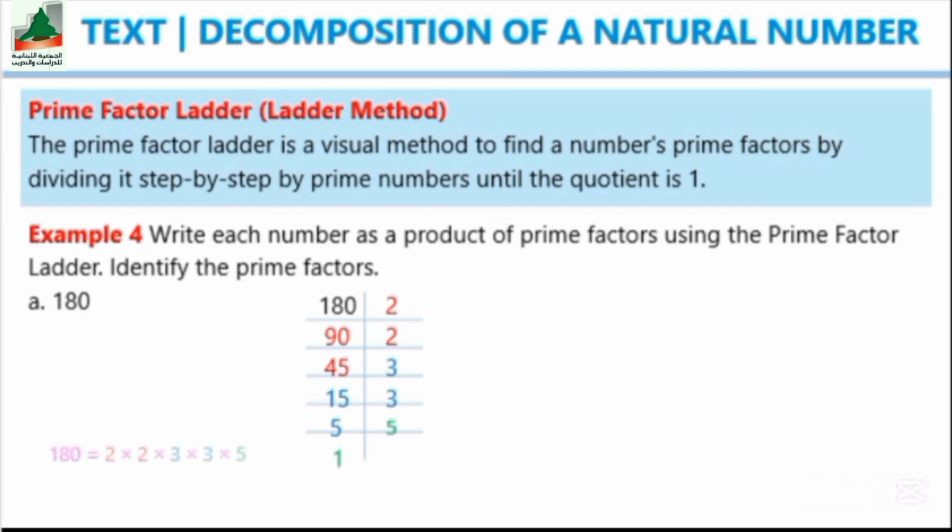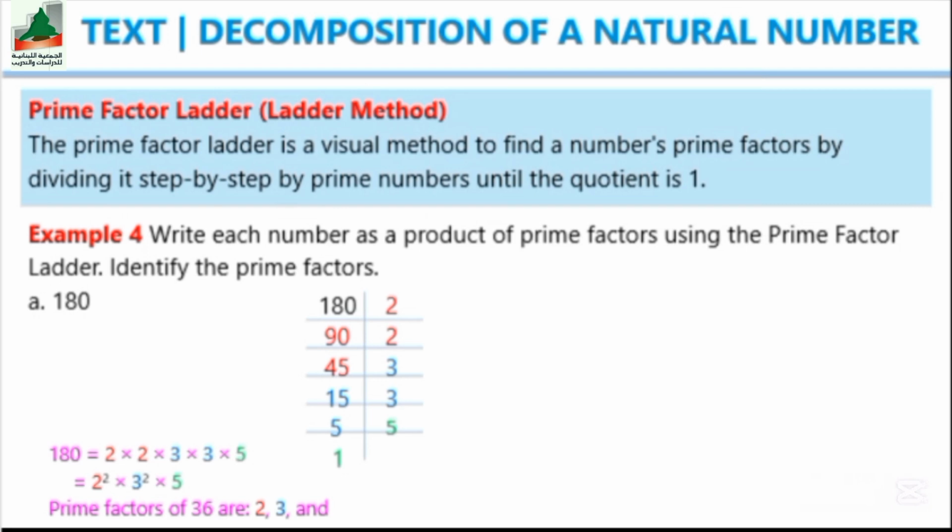So 180 can be written as 2 squared times 3 squared times 5, and thus the prime factors of 180 are 2, 3, and 5.